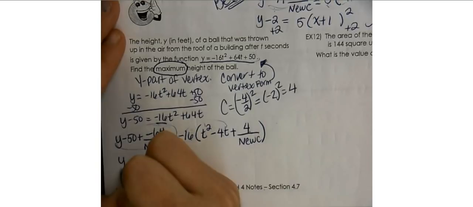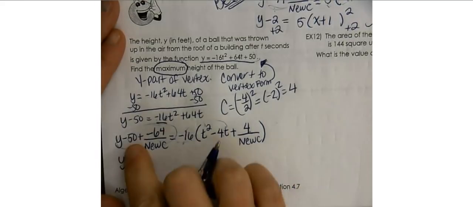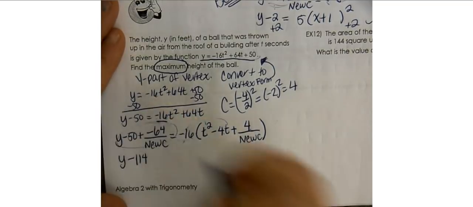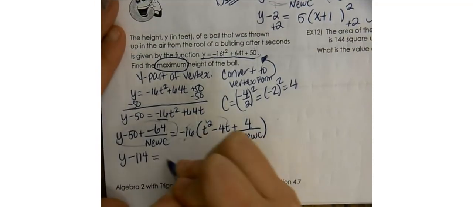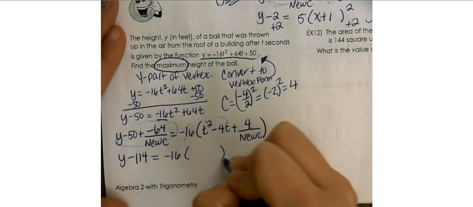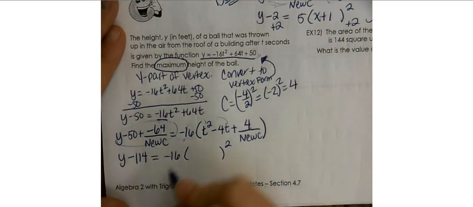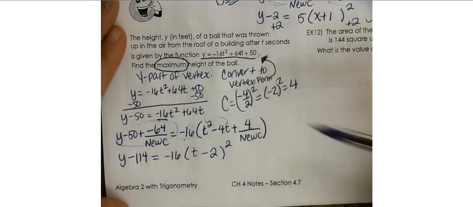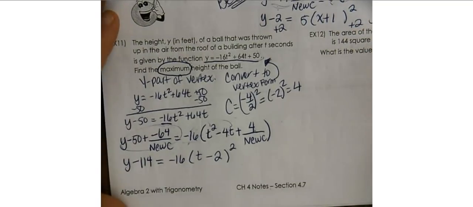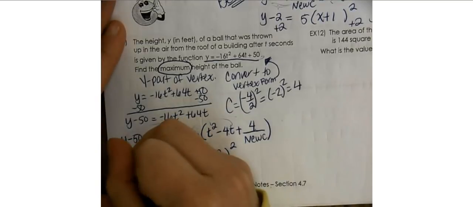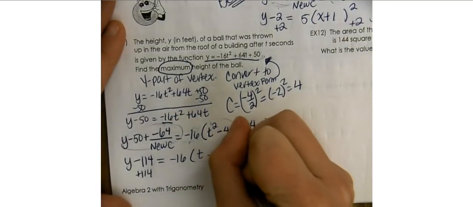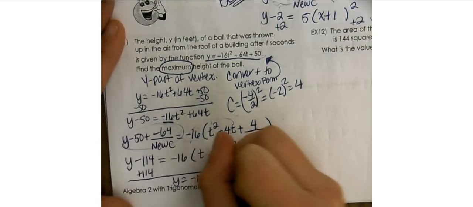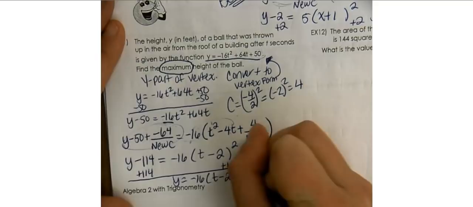So I have y minus, and then negative 50 plus negative 64 is negative 114. So I have y minus 114 is equal to negative 16 times the parenthesis squared. And what's going to go inside of the parenthesis is t minus 2. It's my b value cut in half, and half of negative 4 is negative 2. Now I'm going to add 114 to both sides, and I end up with y is equal to negative 16 times t minus 2 squared plus 114.